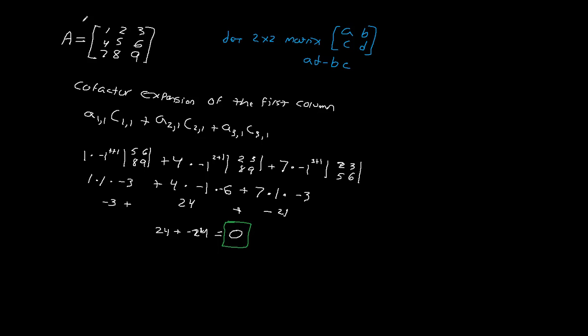So I'm actually going to take this matrix here, and then we're going to do the cofactor expansion of the second row. So let me just quickly copy this matrix. Let's give ourselves a little bit of space here. So we've got our matrix again.